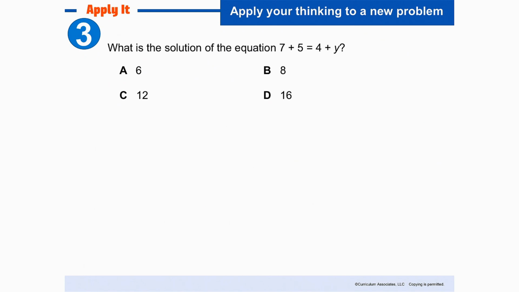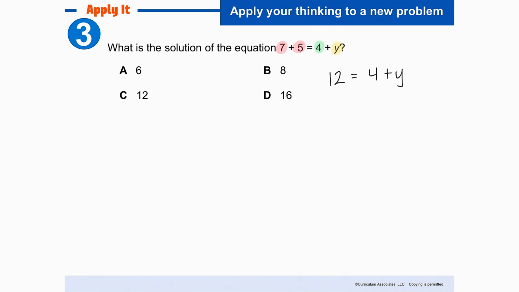Okay, number 3, what is the solution of 7 plus 5 equals 4 plus y? So this one, again, we're going to combine like terms. So this 7 and 5 on one side of the equation, those are like terms, so we can combine them. But if you look here, these are unlike terms. This one is a variable and the other one's just a number, so we can't combine those together. But we can combine 7 and 5. So 7 plus 5, I always mess up with my markers here. 7 plus 5 is 12 equals 4 plus y.